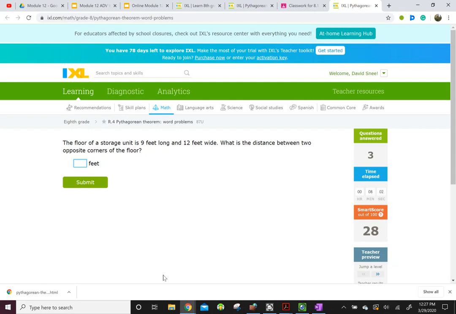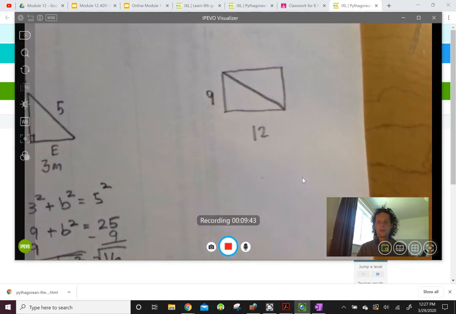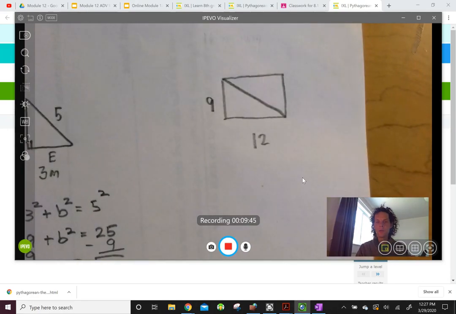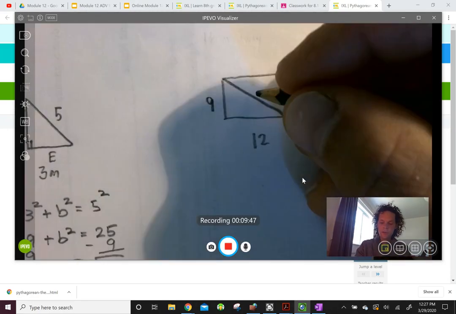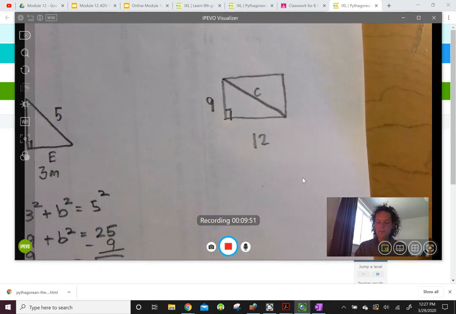So I can, let's see here, I'm going to go back to this camera. I'm going to go back here. Let's see, I've got a 9 by 12, and I want the diagonal. I want C, right? There's my right angle.